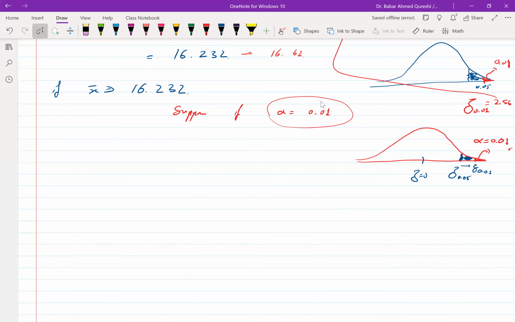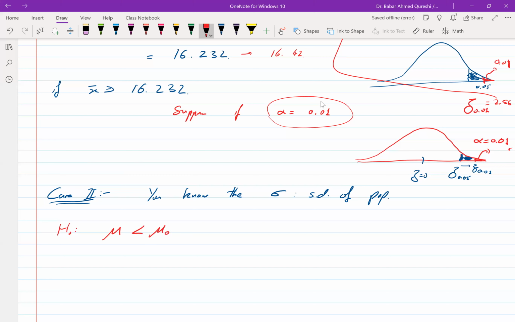Now, what if I have a situation, let's say case two. Again, you know the standard deviation of the population, but your null hypothesis is of this kind, that the population mean is less than a particular number. In that case, the alternate hypothesis is just the complementary. If this is not true, what would be true? Then the population mean would be greater than this. So your claim is that the population mean is less than or equal to a certain value, and the alternate is that it's bigger than that.